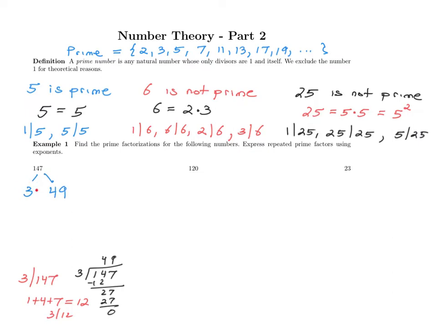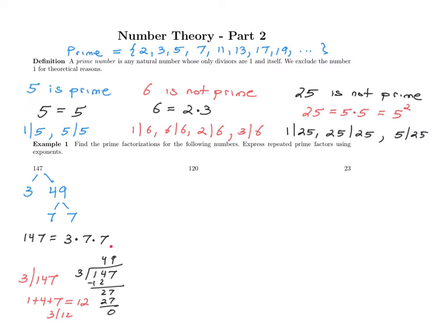Now here, 3 is prime. I can't break it apart any further, but 49 is not. Can we split this thing apart? I know that 49 is 7 times 7, and therefore I'll put, okay, well, this is 7 times 7. So 3 times 7 is the same thing as 49. All of these numbers are prime, and therefore that is its prime factorization. The prime factorization of 147 is 3 times 7 times 7.